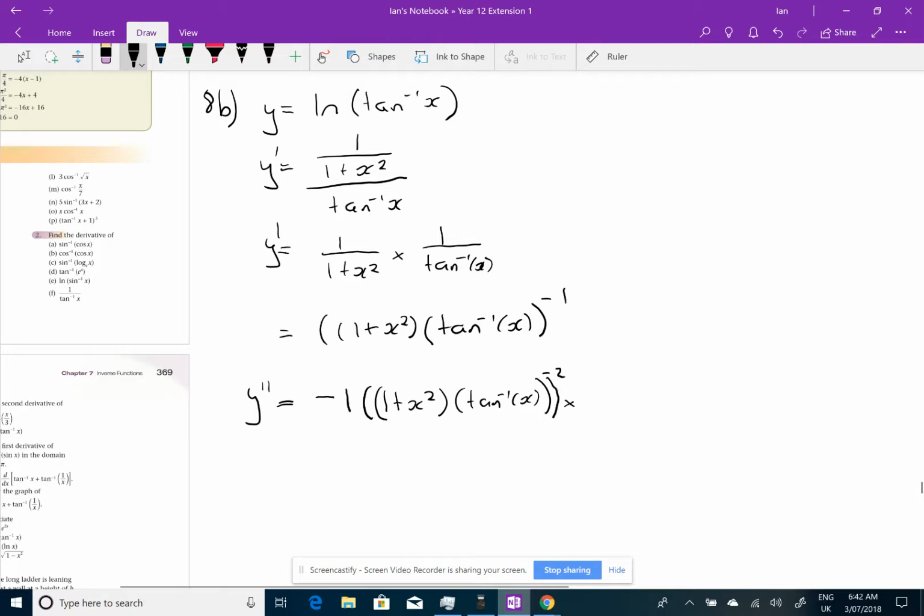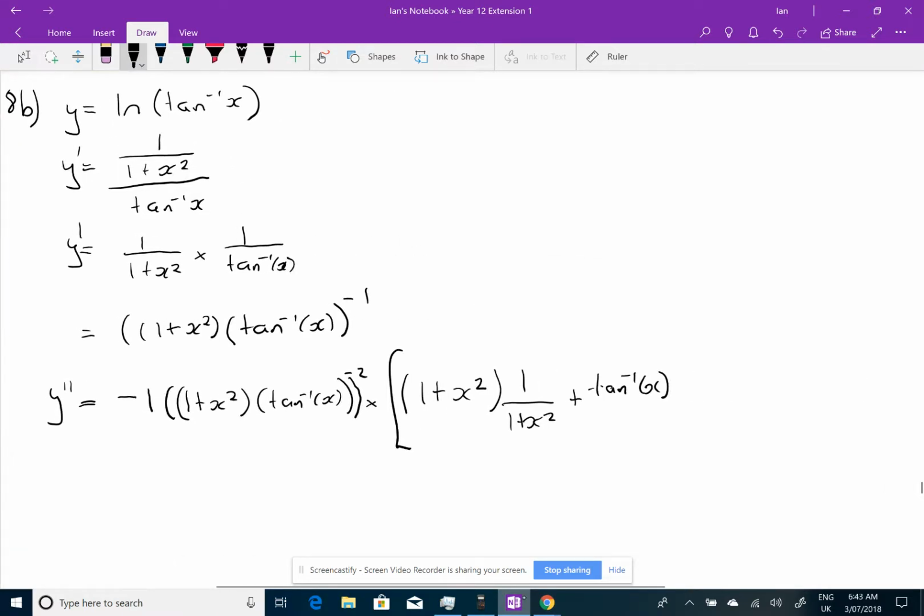So it's the first, 1 plus x squared, times the derivative of the second, 1 on 1 plus x squared, and I'm going to put this in the big brackets because it's a derivative of everything, plus the second, that's tan to the minus 1 x, times the derivative of 1 plus x squared, that's 2x.